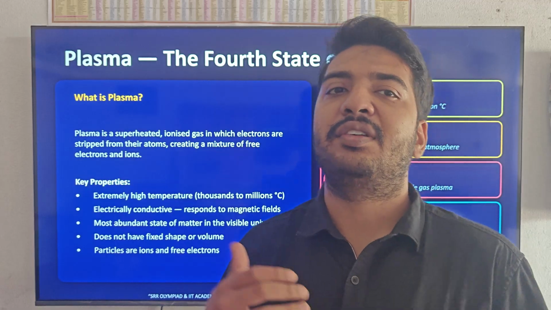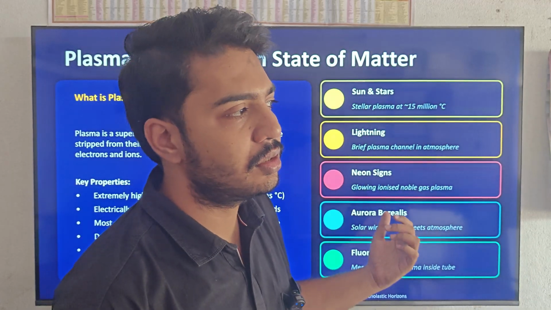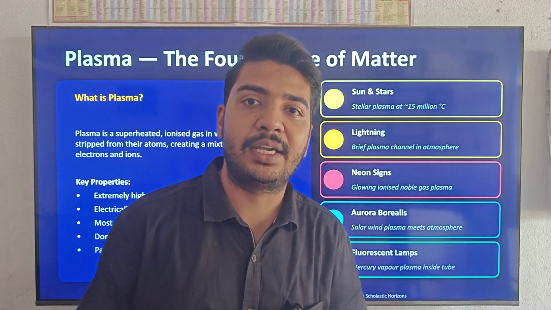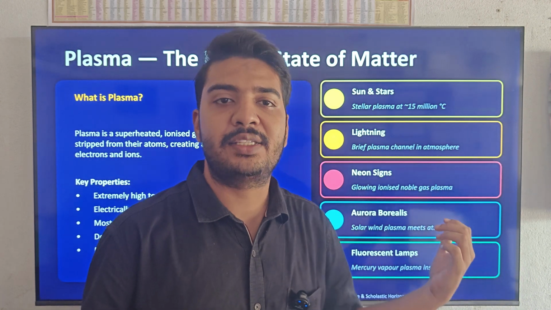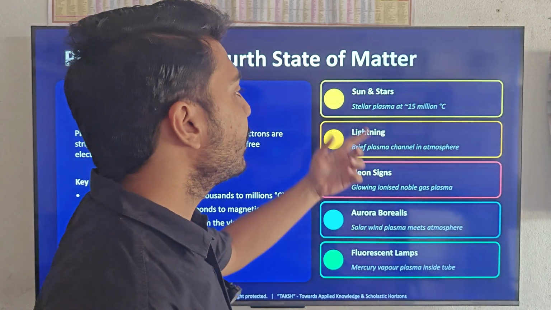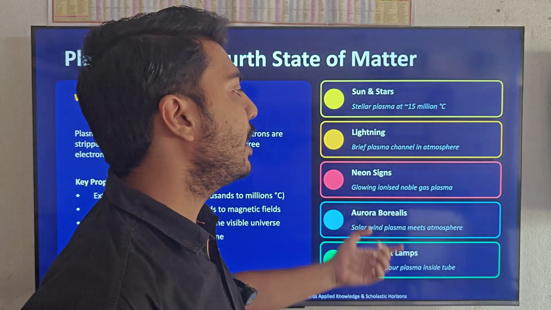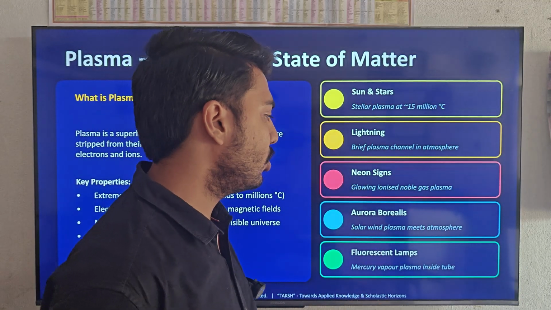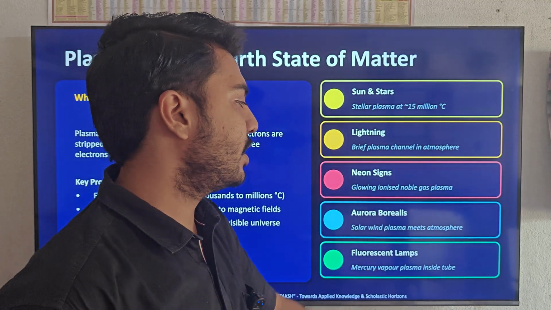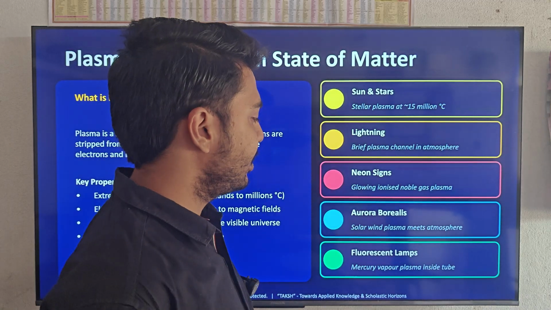The electrons which we will see further, those electrons which we see in an atom, exist in plasma. Examples where we can see plasma: the sun and the stars, lightning, neon signs, aurora borealis, and also fluorescent lamps. What are these things?